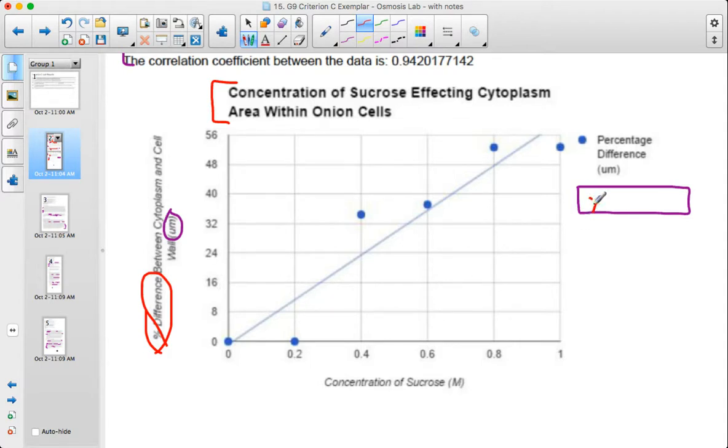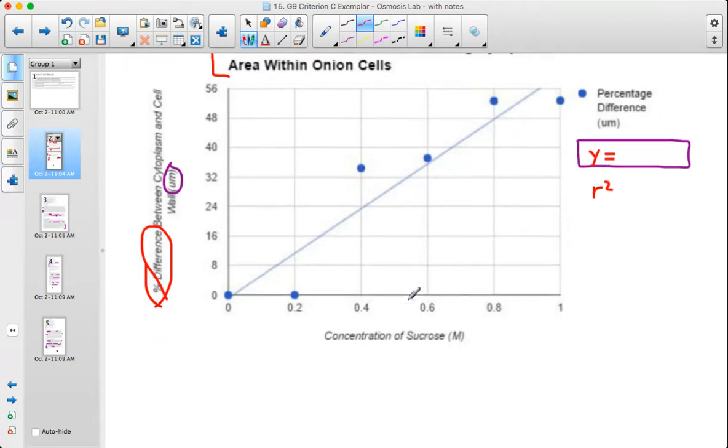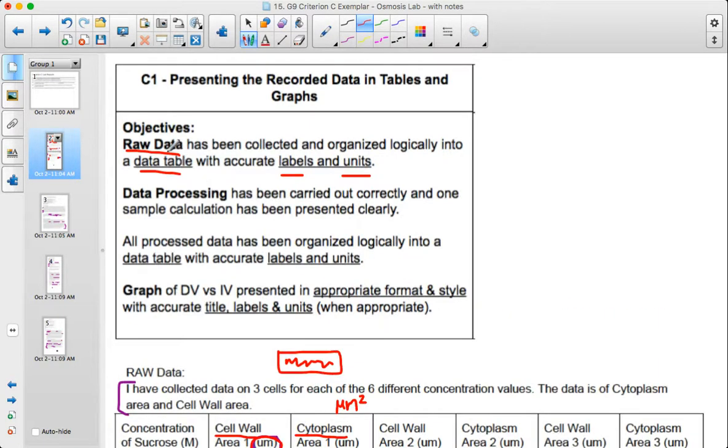If you're going to have a trend line, you should include the equation. There's a way to show the equation, either if you're using Google Sheets or if you're using Excel. And I would always encourage you to include the equation and the R² value so that you can talk about how well your data matches the trend line. So that's strand one: raw data, data processing, and graphing, showing them clearly, presenting them in tables, having the proper labels and units, and showing sample calculations.